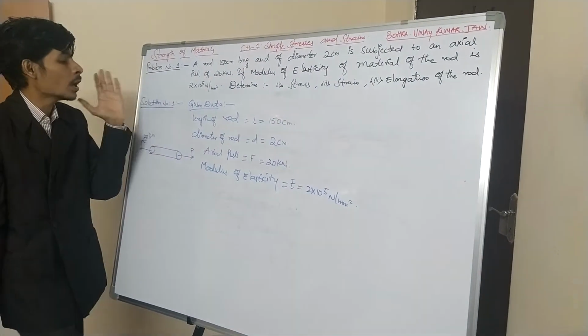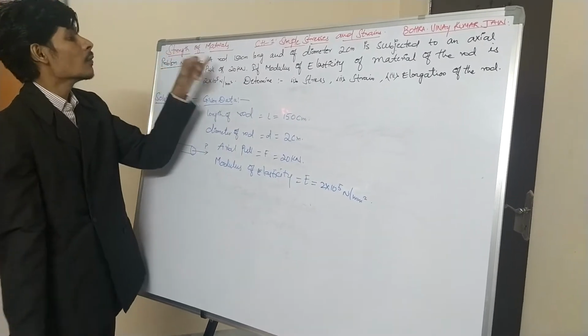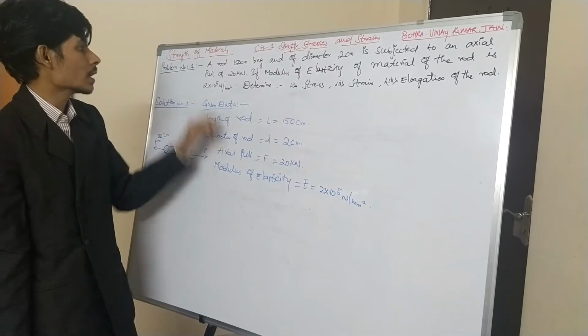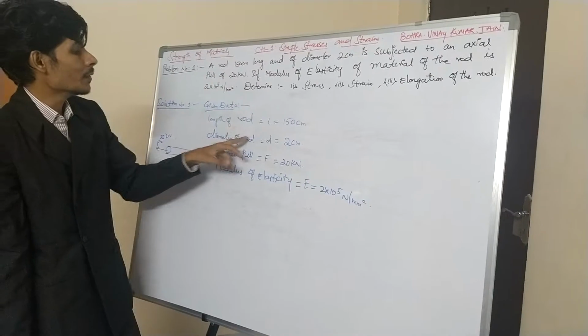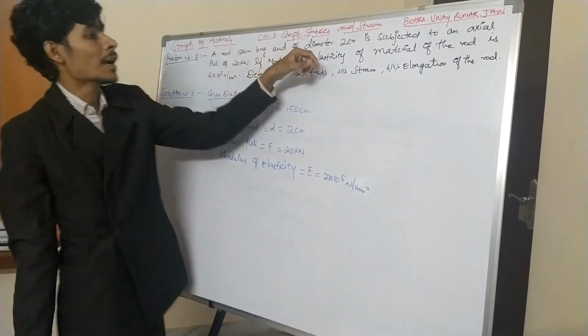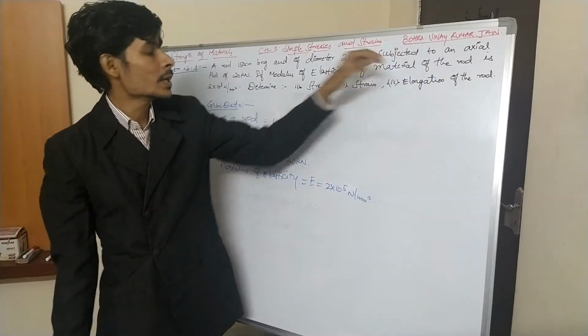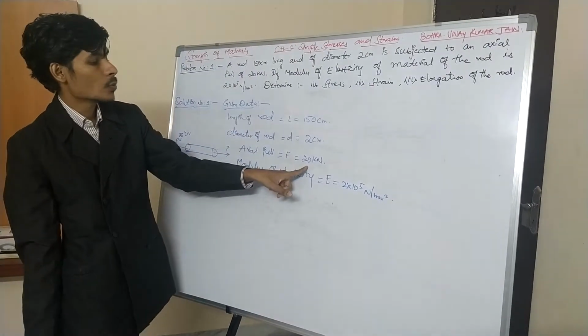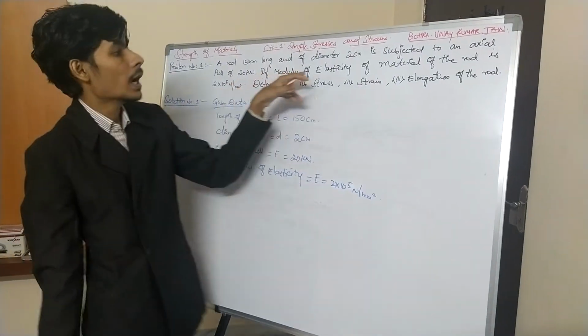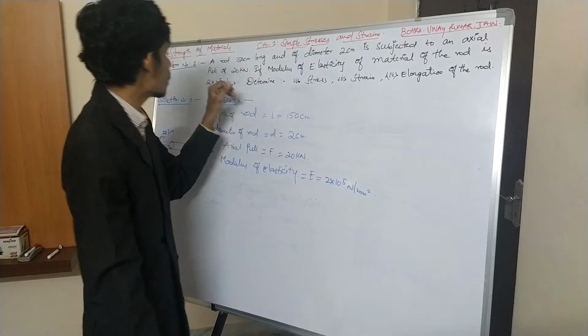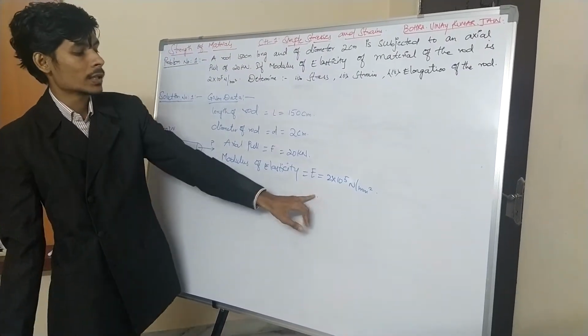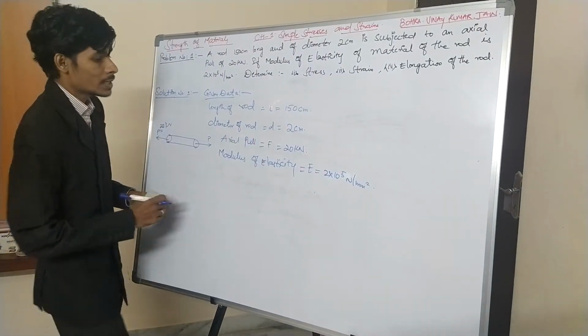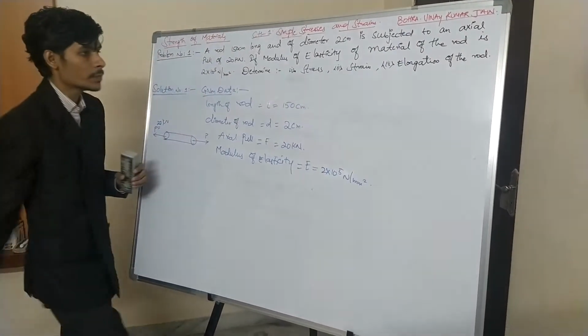First thing to solve a problem is to write down clearly whatever the given data is. Given is a rod of 150 centimeter, we have written. Diameter 2 centimeter, we have written. Subjected to axial pull, that is force 20 kilonewton, we have written. And the modulus of elasticity of the material of the rod, that is E equal to 2 into 10 power 5 Newton per mm square.